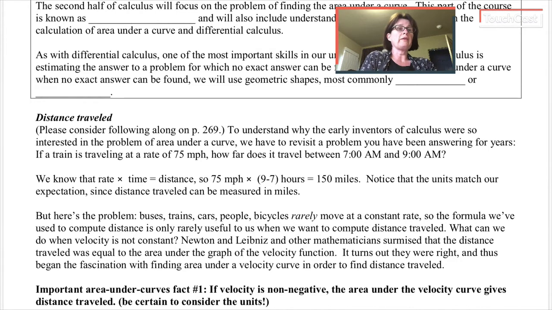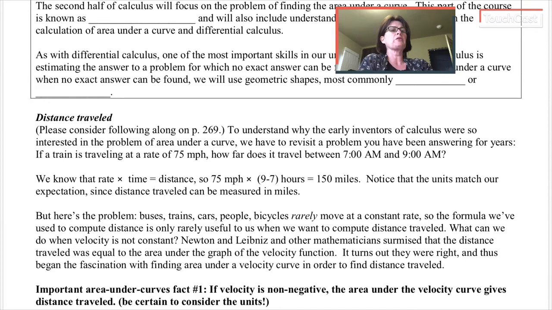Well, you know this formula you probably learned a long time ago, rate times time equals distance. So you figure out the difference between 7 a.m. and 9 a.m. is 2 hours. And you multiply that time, 2 hours, by the rate at which the train was traveling. Since the rate is measured in miles per hour, and your 2 hours is measured in hours, when you multiply rate times time, the hours cancel and give you an answer of 75 times 2 miles.